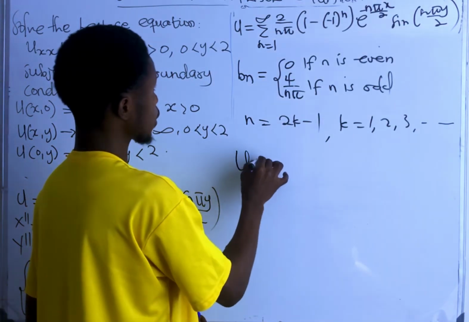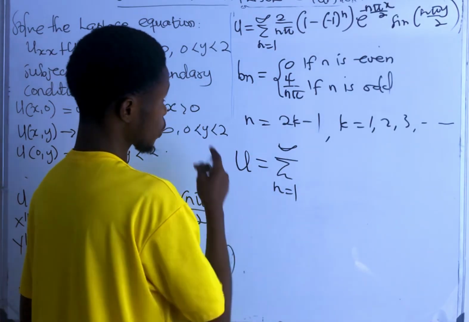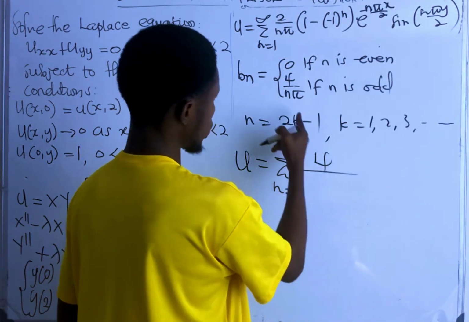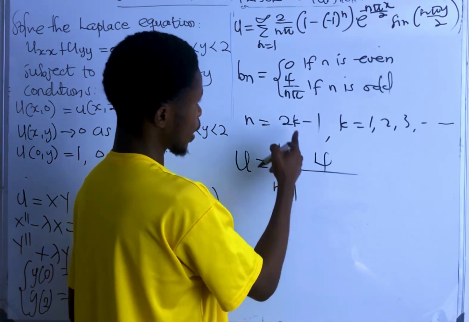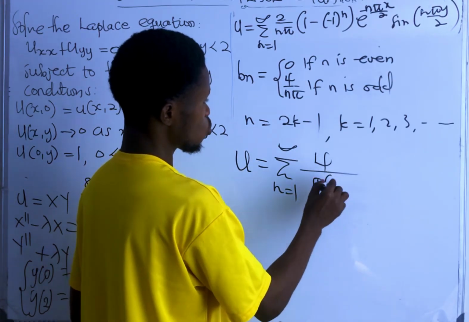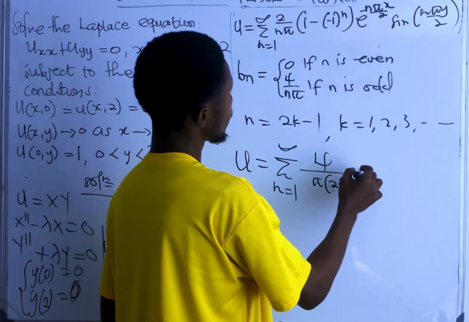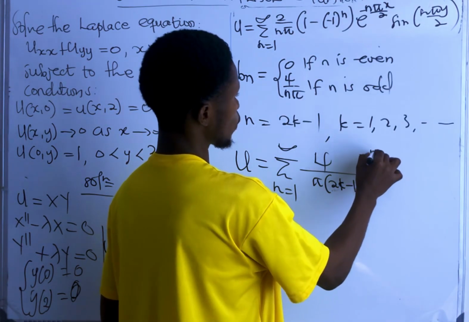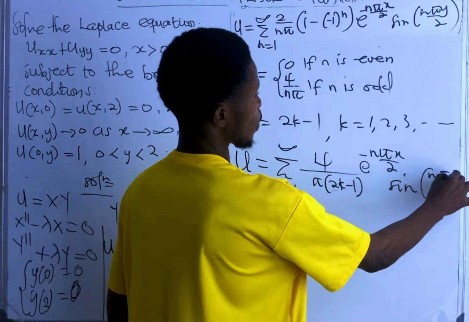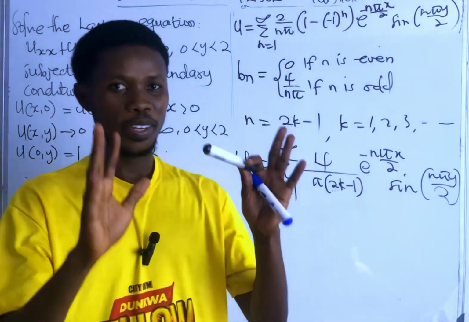So it tells you that our final answer here is going to be the summation k equals 1 to infinity of 4 over, so we are using this, okay, and our n is 2k minus 1, so I'm going to have pi times 2k minus 1, times e to the power negative n pi x over 2 sine n pi y over 2. And this becomes our final answer. Thank you very much.